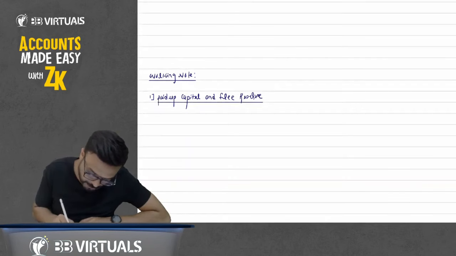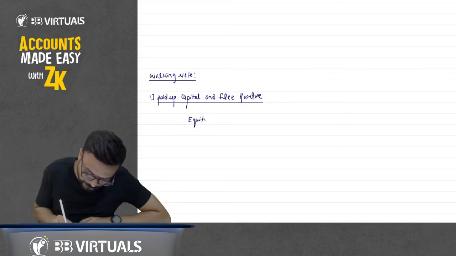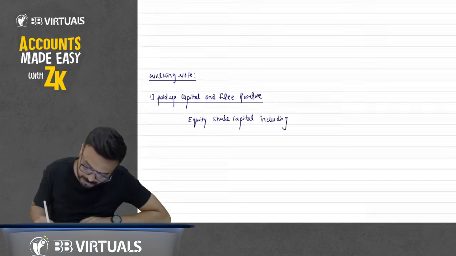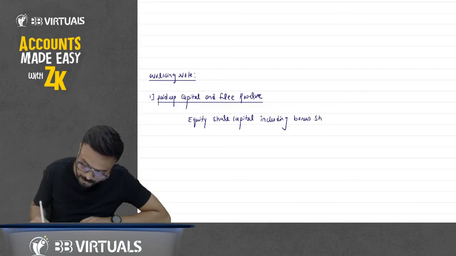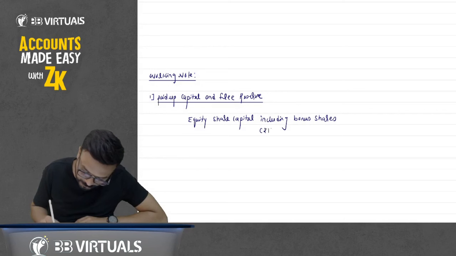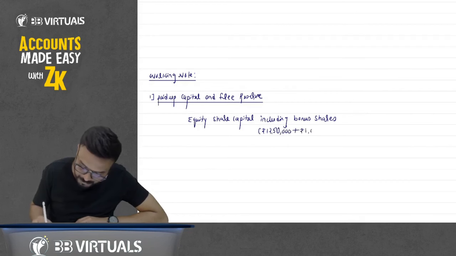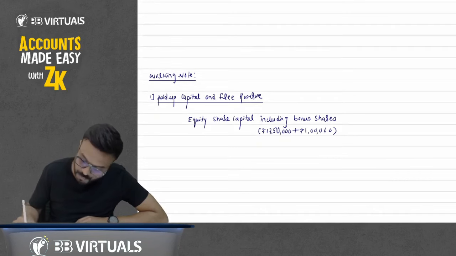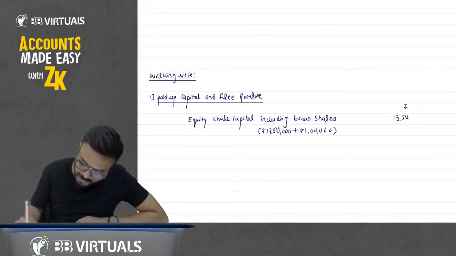First, write down here equity share capital, which is given in question, including bonus shares. How much is the equity share capital which is given? Which is 12,50,000. Equity share capital is 12,50,000, plus 1,00,000 as bonus shares. The total paid up capital is 13,50,000.